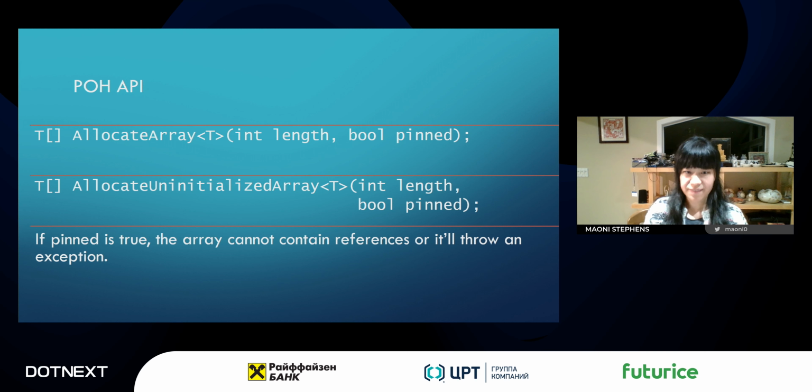I should mention that if you are familiar with how pinned GC handles work, you know that you cannot have references in the objects that you point the pinned handle at, right? It's the same idea here. So the array that you're allocating cannot contain references, meaning that T itself cannot be a reference type, or if T is a value type, then it cannot contain any references in it, right? If you do this, then you'll see an exception.